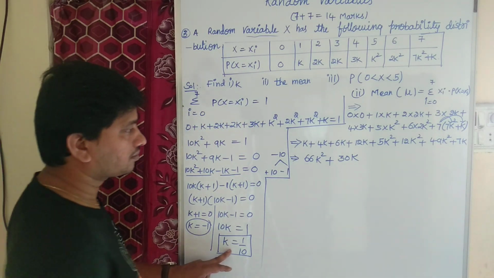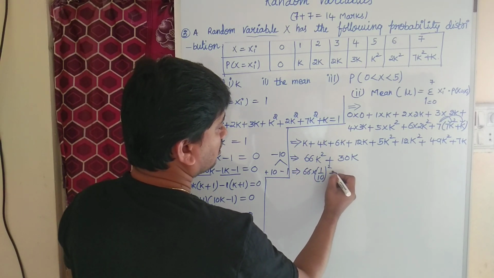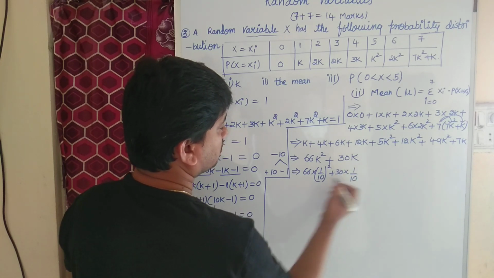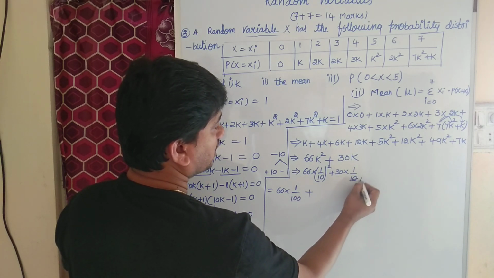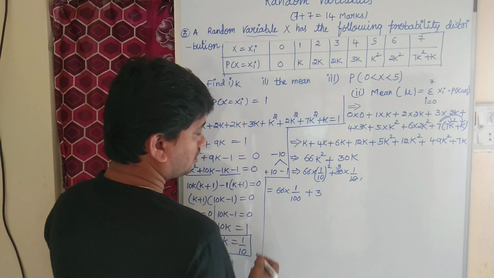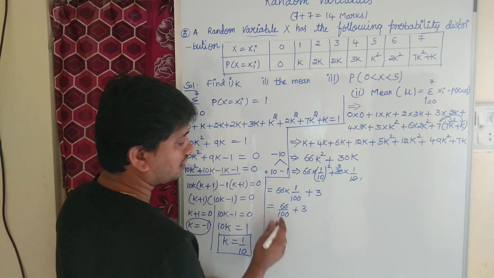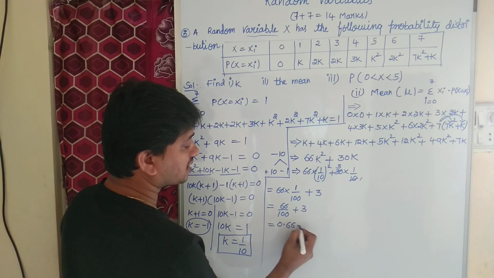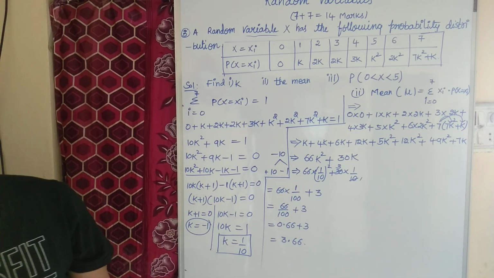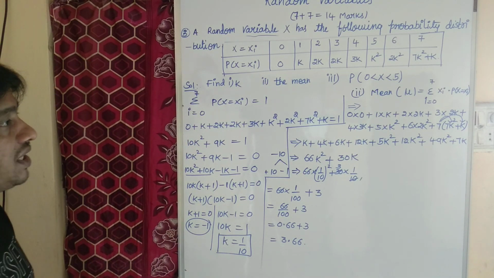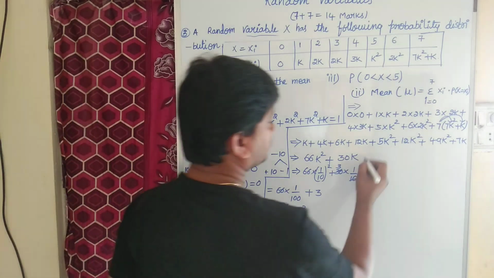So k value is 1 by 10: 66 into 1 by 10 whole square plus 30 into 1 by 10. So 66 into 1 square means 1, 10 square means 100, and 10 threes are 30, so 3. Okay, 66 into 1 is 66 by 100 plus 3. 66 by 100 means 0.66 plus 3, which is equal to 3.66. So what is the value of mean, children? The value of mean is 3.66. Okay. Now coming to the third question.